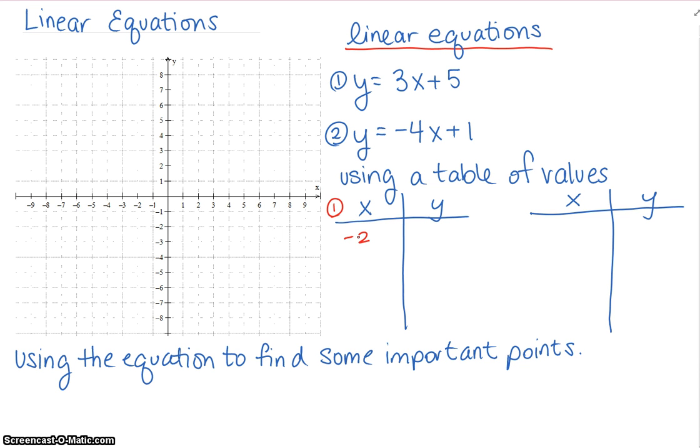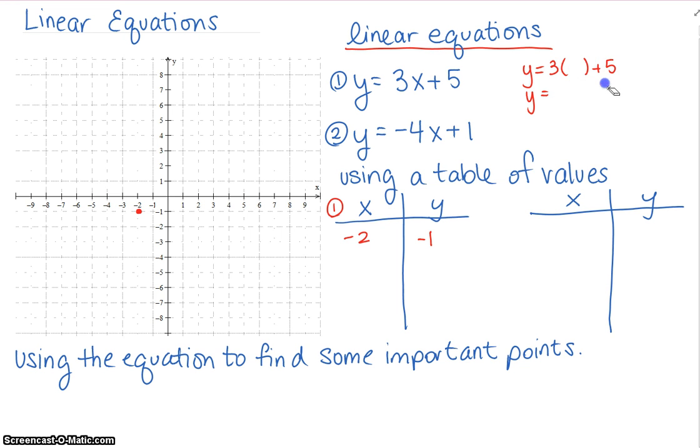Now, how you figure out what the y value will be is that you use the equation, and wherever you see an x, you replace it with negative 2. So, for instance, in this case, y equals 3 times negative 2 plus 5, which will then give me negative 6 plus 5. Negative 6 plus 5 will give me then negative 1. So that would be our first coordinate pair. On your graph then, at negative 2, negative 1, we then plot a point.